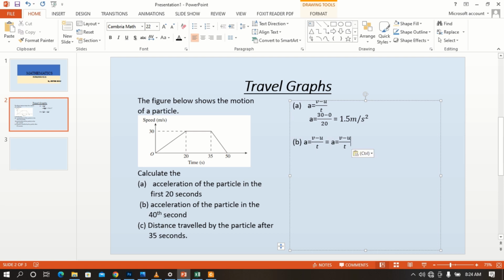So our acceleration becomes: the final velocity is 0 because the object has gone to rest. Then the initial velocity: before it went to rest, it was traveling at 30 meters per second. And then what is the time? You can see here that it's from 35 seconds to 50 seconds that the object was retarding. So 50 minus 35, we get 15.